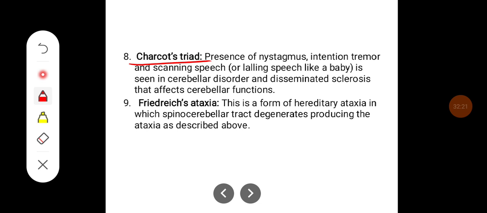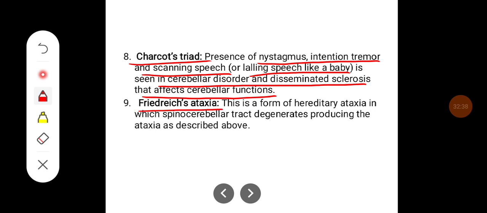There can be Charcot's triad, presence of nystagmus, intentional tremors, and scanning speech, or lalling speech like baby, which is seen in cerebellar disorder, and disseminated sclerosis that affects the cerebellar functions. Friedreich's ataxia is a form of hereditary ataxia in which spinocerebellar tract degenerates, producing the ataxia as described above.